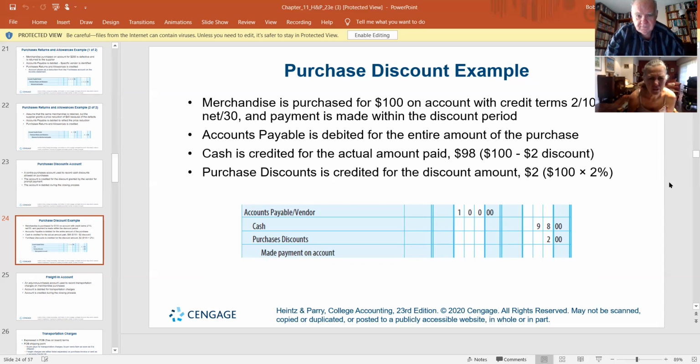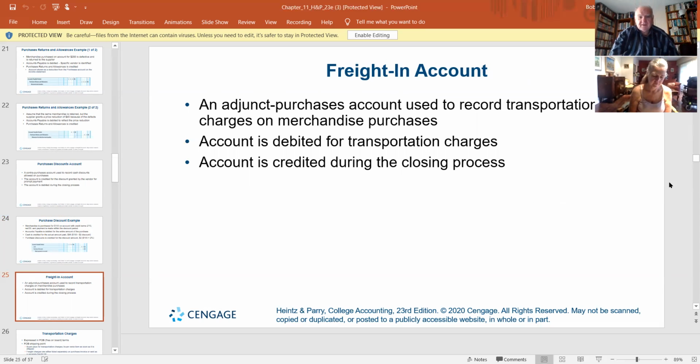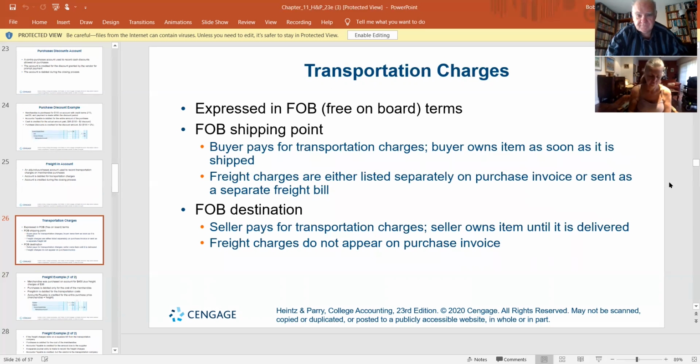Freight in is an adjunct, hey, it's an adjunct like me. An adjunct purchases account used to record transportation charges on merchandise purchases, and it's debited. It's considered part of your inventory, and that's why we have to put it in with the purchases. You're going to come to what they call net purchases, and then the next line will be add in the freight in. So that's the shipping charges you have to pay. Exactly right. The cost of trucking the goods in, or UPS or whatever.